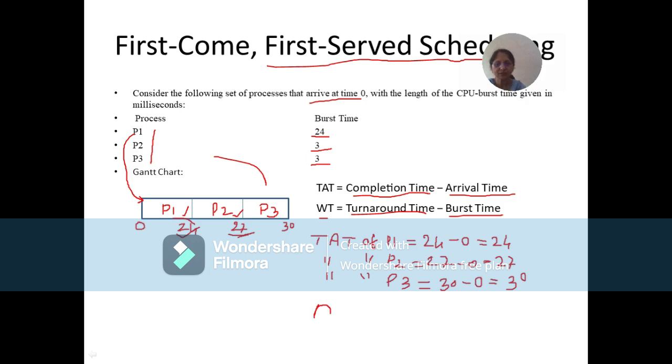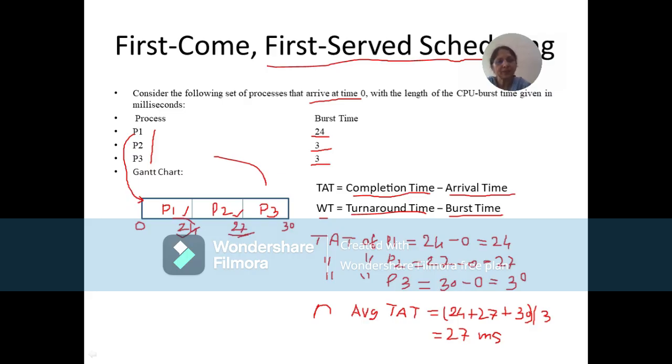Let's calculate the average turnaround time. Average turnaround time is 24 plus 27 plus 30 divided by 3. So the average turnaround time is equal to 27 milliseconds. 24 plus 27 plus 30 is equal to 81, divided by 3 is 27.